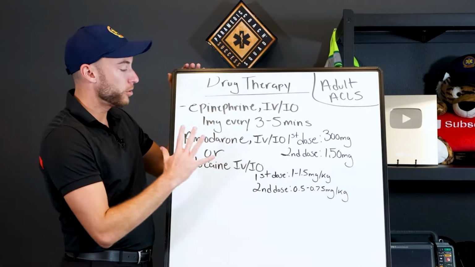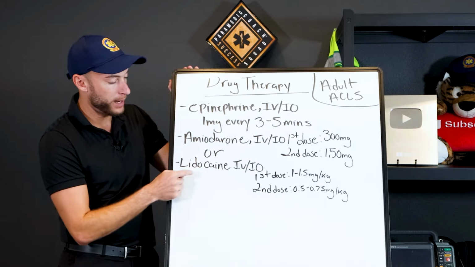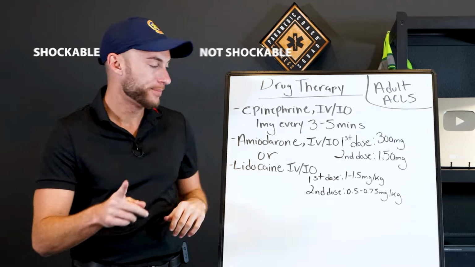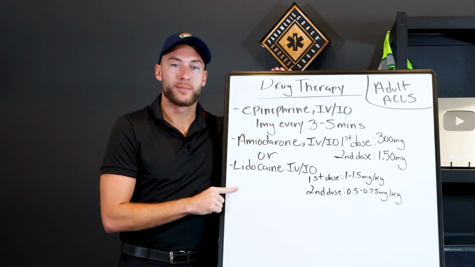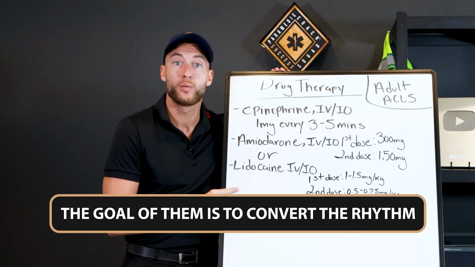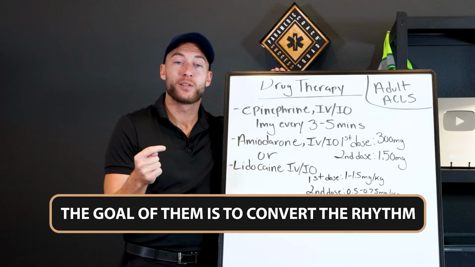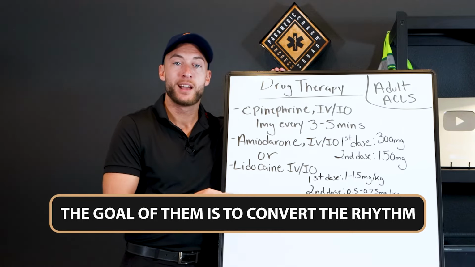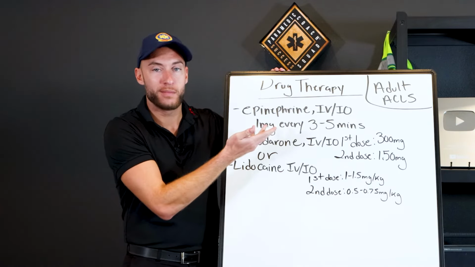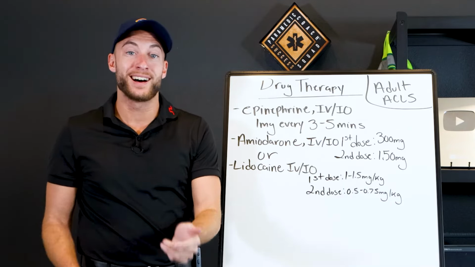So now, these are the drugs. And one quick pearl, why are we giving amiodarone and lidocaine on the shockable side, but we don't give it on the not shockable side? These 2 drugs are medications that the goal of them is to convert the rhythm, right? So the goal of these medications is to convert the patient out of VT, convert them out of VF. This would do nothing for asystole or PEA because there's nothing going on. And that's why it's on this side.